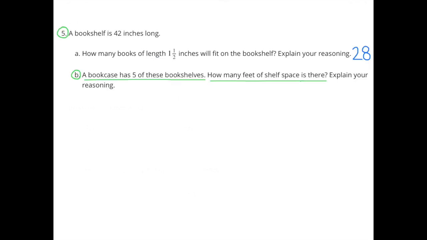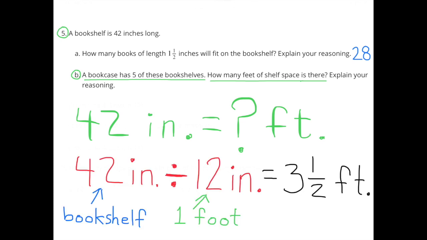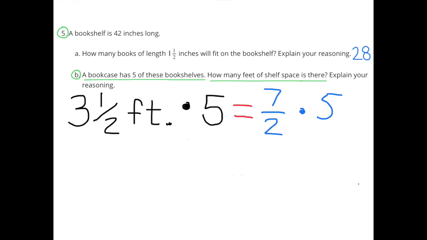B. A bookcase has 5 of these bookshelves. How many feet of shelf space is there? Explain your reasoning. 42 inches equals how many feet? 42 inches divided by 12 inches, since there's 12 inches in 1 foot. That gives me 3 1/2 feet. The bookshelf's length is 3 1/2 feet.